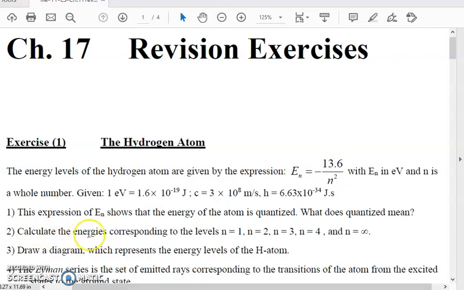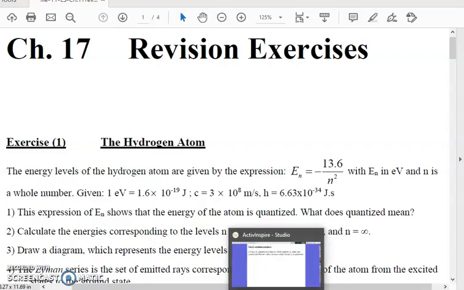Now part 2, calculate the energies corresponding to the levels n equal 1, n equal 2, etc. up to infinity. You just have to replace n here. n equal 1, you get the energy of the first level, which is the ground state level. n equal 2, you get the energy of the first excited state. And n equal 3, you get the energy of the second excited state, etc. For n equal infinity, the number over infinity is 0. Then this is called the ionization energy level or ionization state of the atom.